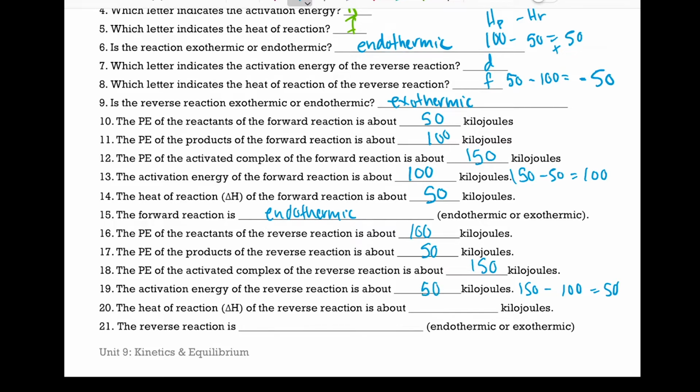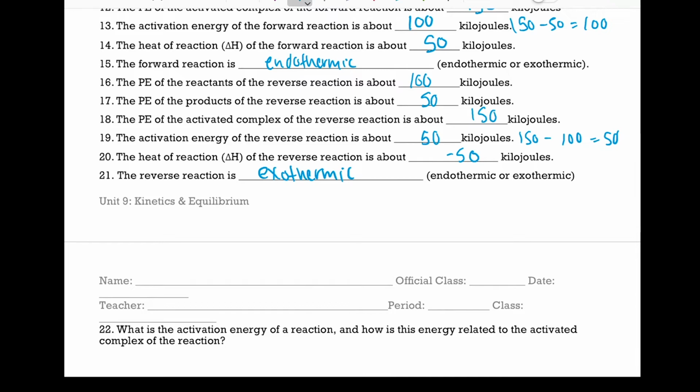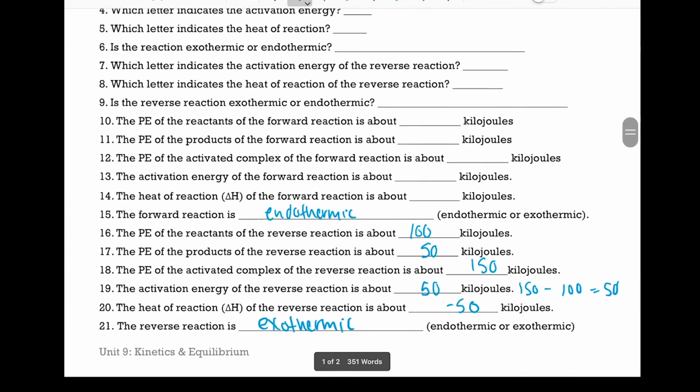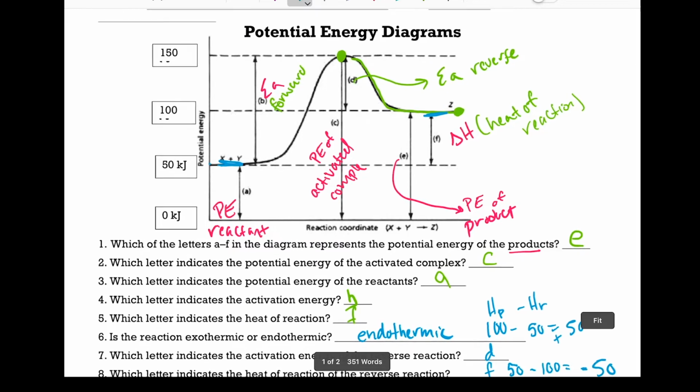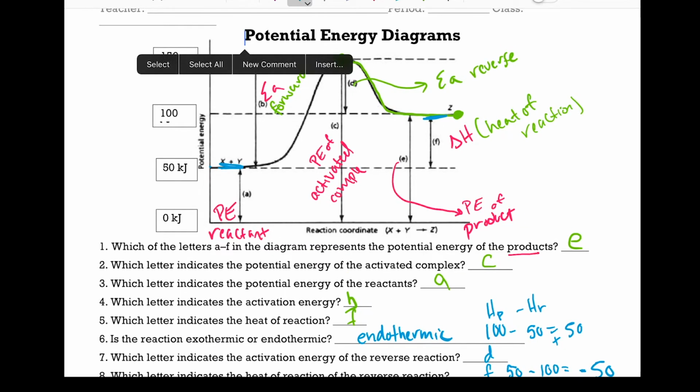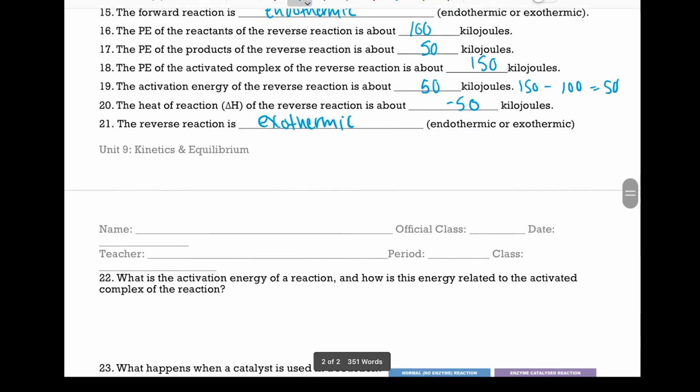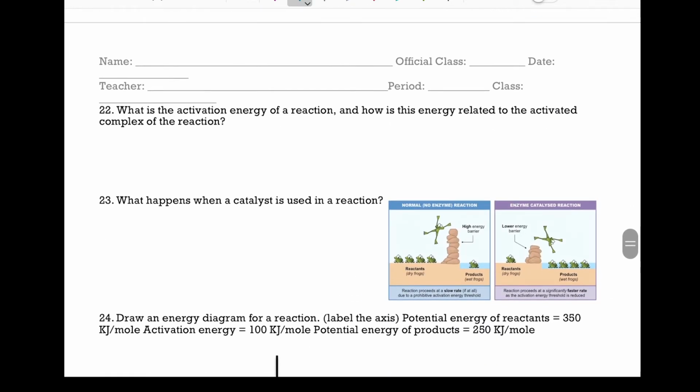Heat of reaction is, like we had said in number 8, negative 50. And the reverse reaction is exothermic, because when you look at this going backwards, you end lower. Okay, so I know I went through this pretty quickly, but it is just pulling numbers off of a graph. Once you have it labeled, everything does become more kind of self-explanatory.